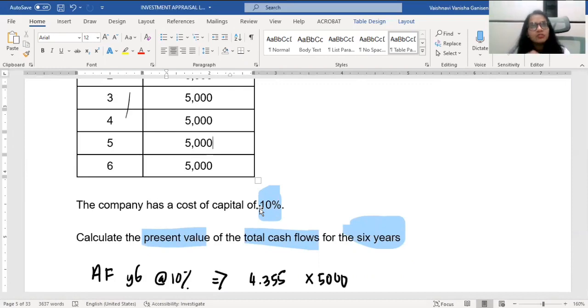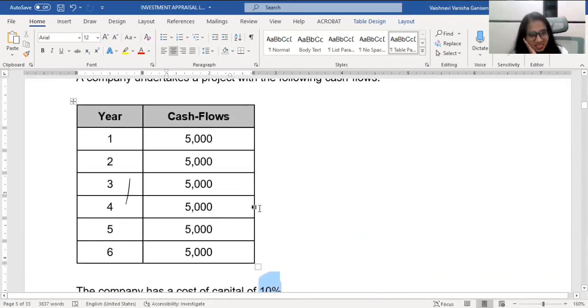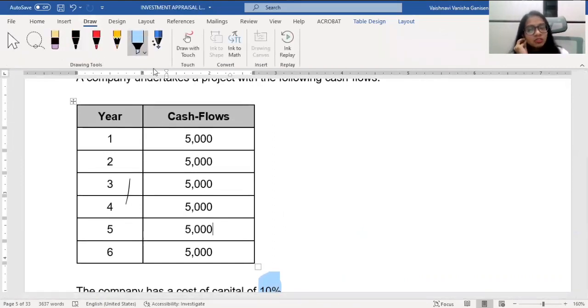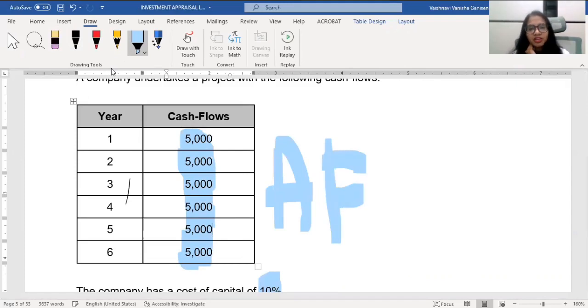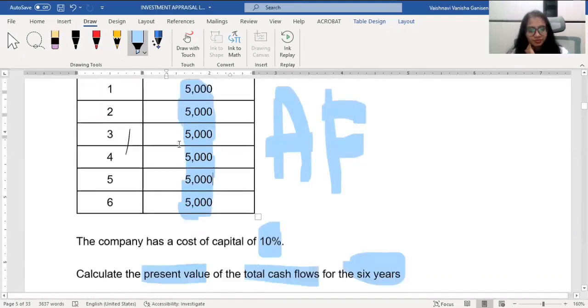In case you find it difficult to understand, the only way for you to identify when to use the annuity factor is when your cash flow is constant. Every time your cash flow is constant, please remember, use the annuity factor.